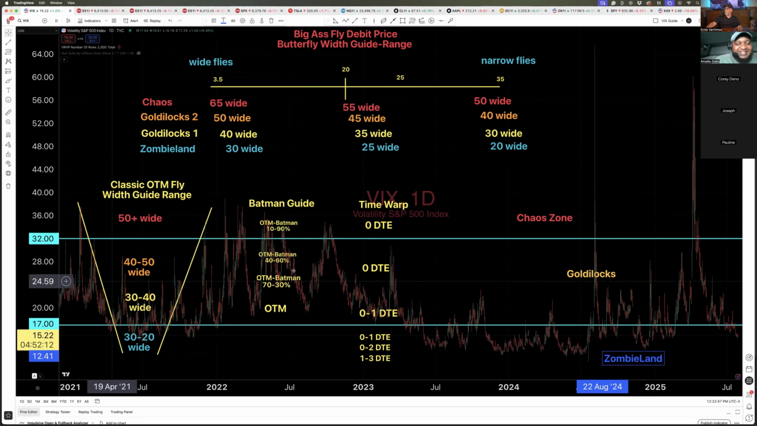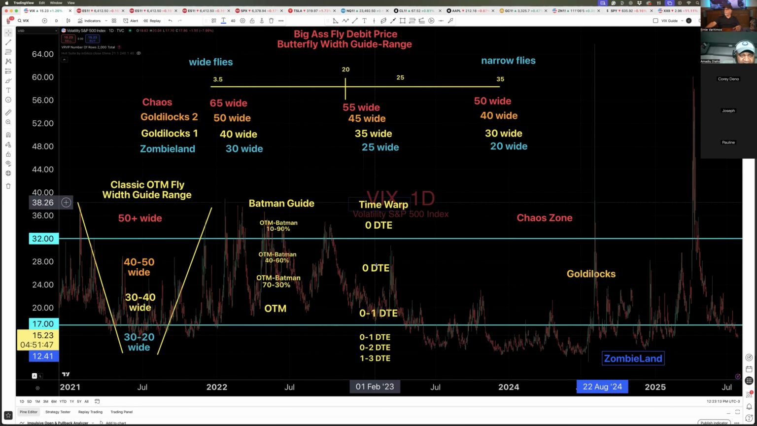So you'll see different types of trades also. These are all for 0 DTE trades, by the way. You'll see different types of trades. You'll see my classic out of the money with guide range. That's this thing on the left. You'll see the Batman, and this is telling me what to do with the Batman. Those are butterflies both above and below the market at the same time. That's what a Batman strategy is.